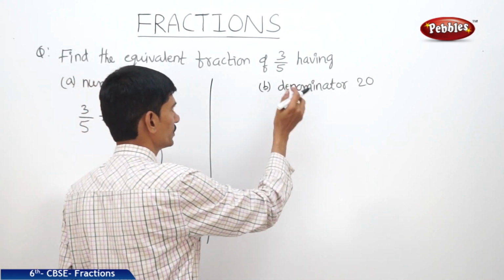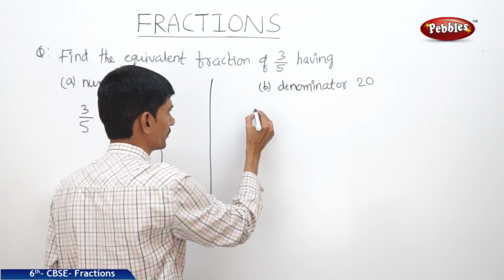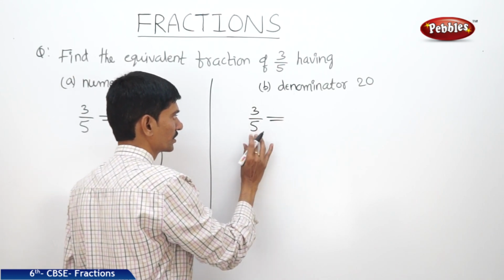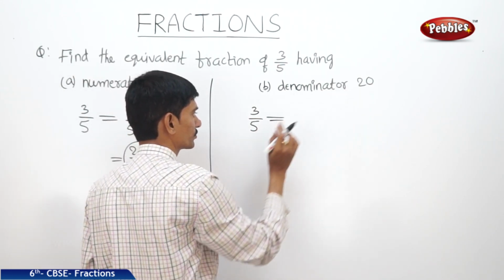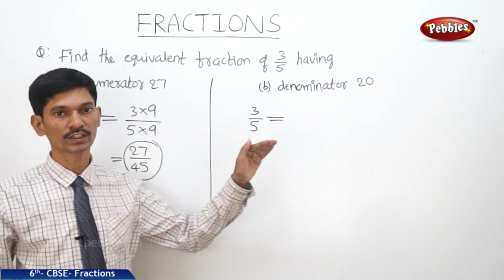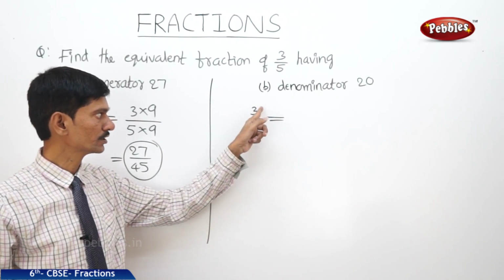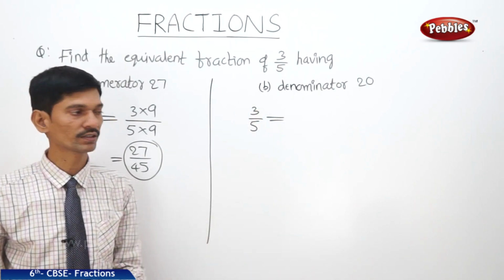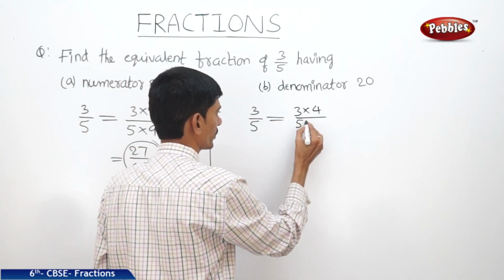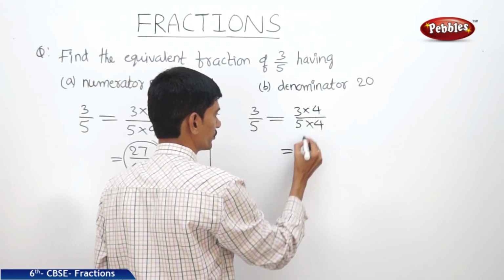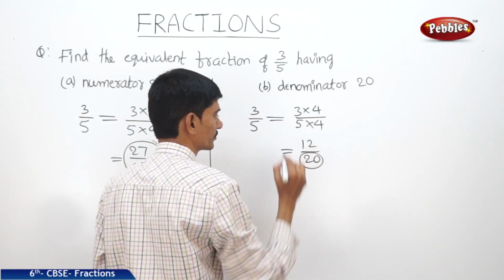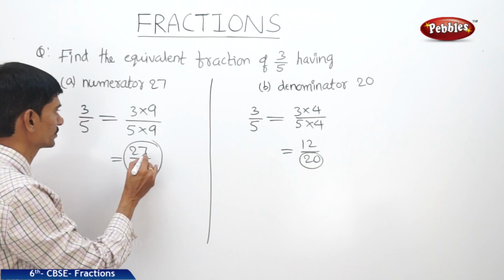Now the denominator is 20, so let us take the given fraction 3 by 5 equals, and check the denominator. Your denominator is 20, so 5 how many times make 20? It is 4 times, 5 4s are 20. Then we multiply both numerator and denominator by the same number. So 3 into 4 by 5 into 4. This equals 3 4s are 12 by 5 4s are 20. So the numerator is 12 when the denominator is 20. And in the first question the numerator is 27.